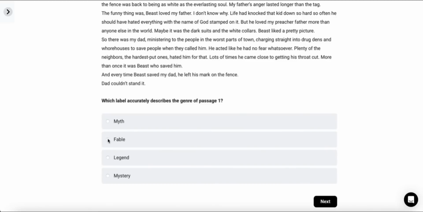The correct answer would be fable. A fable is usually a short story that involves animals as characters and it has a moral or a good message at the end. So the correct answer would be fable.